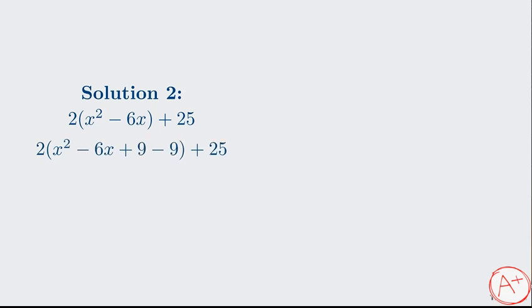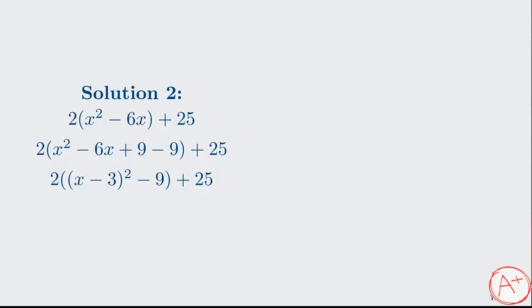In solution 2, we factor out the 2 from the x terms. Half of negative 6 is negative 3. Negative 3 squared is 9. Adding and subtracting inside the bracket gives 2 times x squared minus 6x plus 9 minus 9, all plus 25. This becomes 2 times the quantity x minus 3 squared minus 9 plus 25.